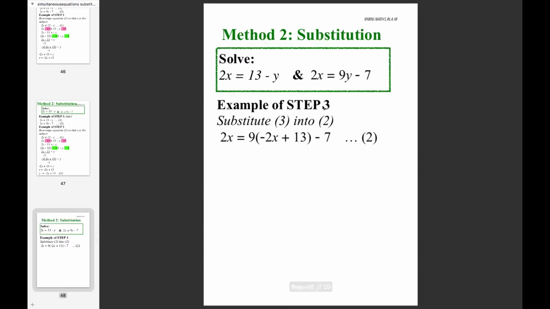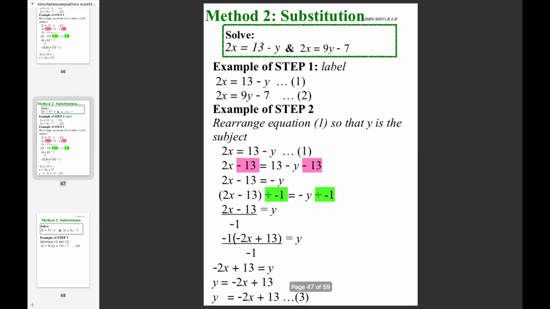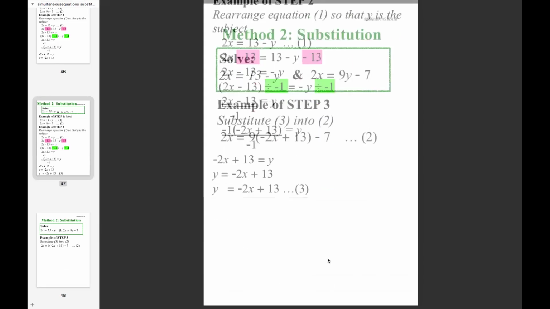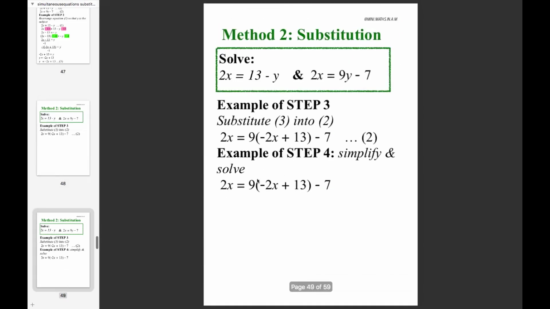Okay, step 4, we're going to substitute equation 3 into equation 2. Now we're using equation 2 because so far we've just been rearranging equation 1. So we need to bring equation 2 into the mix. So we replace the y here with -2x plus 13, which is our equation 3. And then we just tidy that up.